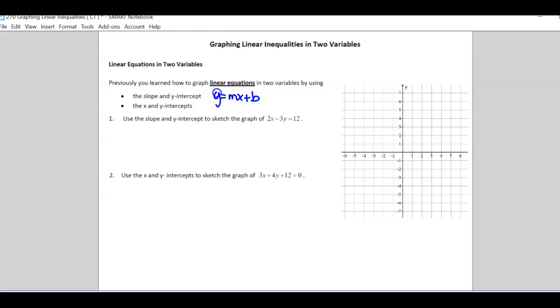So I want you to solve for y here. So you do that right now. Solve for y. There's your y term and the 2x over, so it's negative 2x plus 12, divide by negative 3, you get it in fraction form and in decimals.